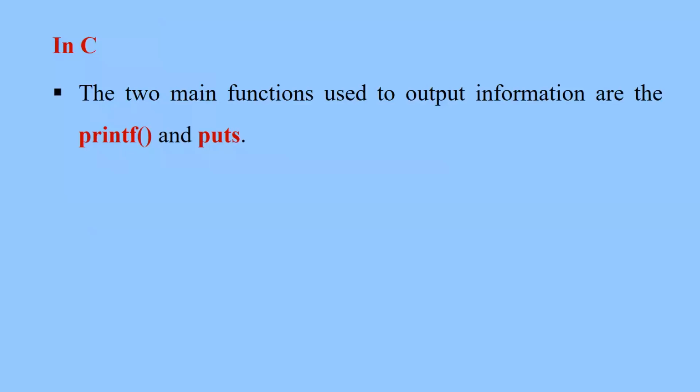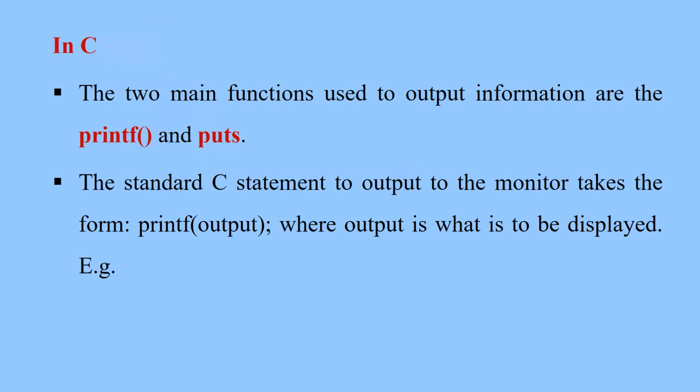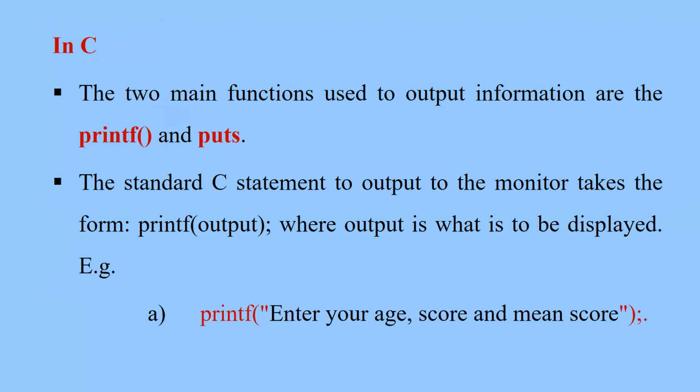In C, the 2 main functions used to output information are printf and puts. The standard C statement to output to the monitor takes the form printf, opening parenthesis, output, closing parenthesis, semicolon, where output is what is displayed. For example, printf displays the following statement on the screen because it is in quotation marks: Enter your age, score, and mean score. So this statement will be displayed on the screen. It is an interactive statement.